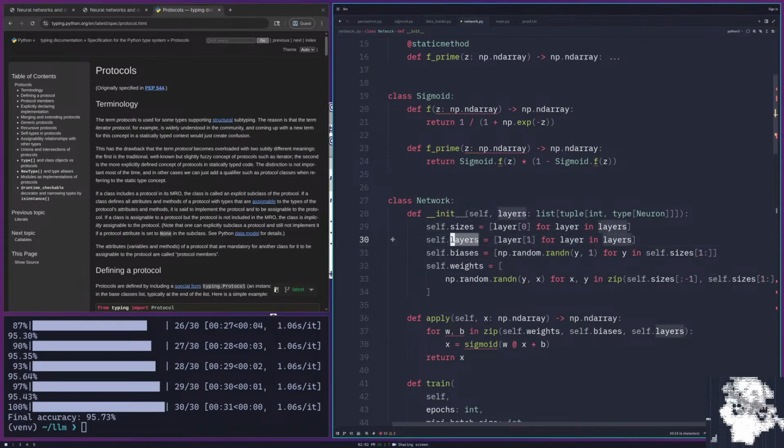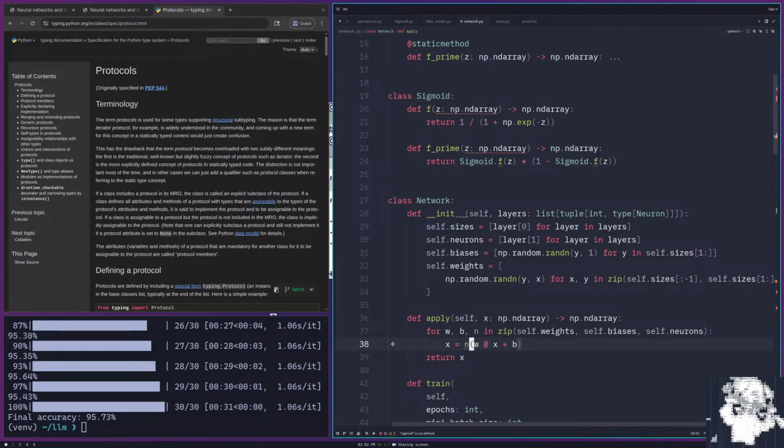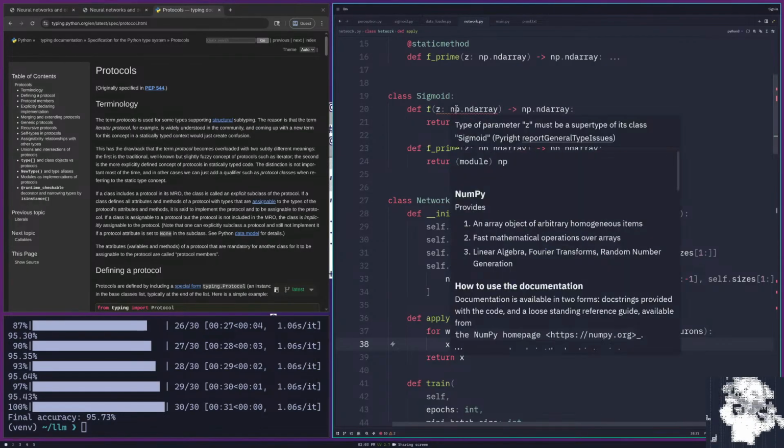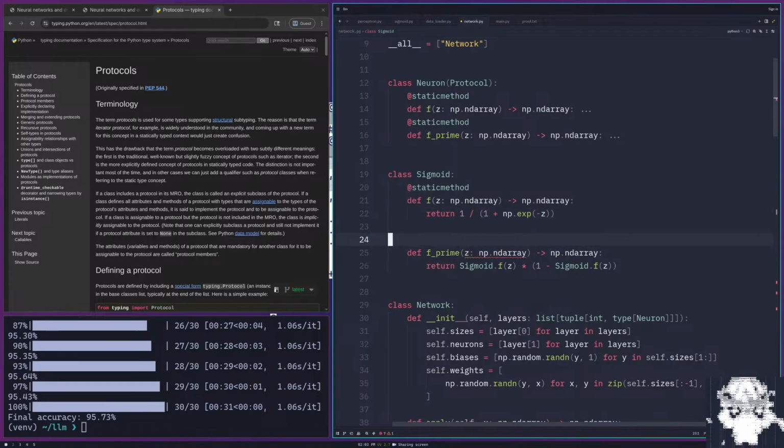But what can I call this? Let's do neurons. So neurons, n, and then don't call sigmoid, call n.f. Okay, what's wrong with this though? The type parameter z must be a supertype of its class sigmoid. Oh, it doesn't know that it's a static method. Let's add static method, static method.